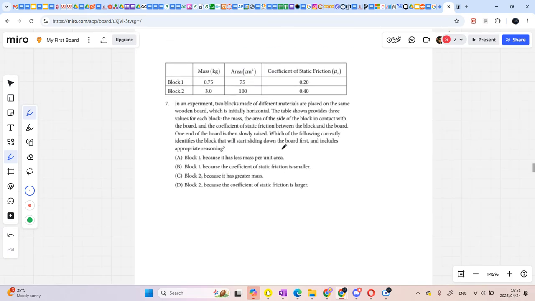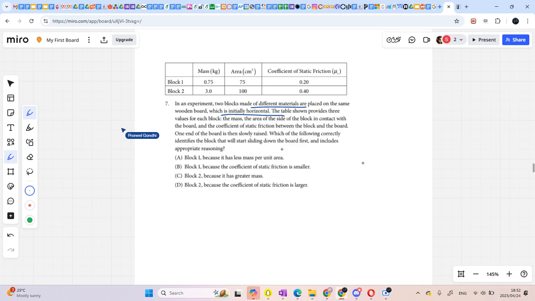In an experiment, two blocks made of different materials are placed on the same wooden board, which is initially horizontal. The table provides 3 values for each block: the mass, the area of the side of the block in contact with the board, and the coefficient of static friction between the block and the board. One end of the board is slowly raised. Which of the following correctly identifies the block that will start sliding down the board first and includes the appropriate reason?